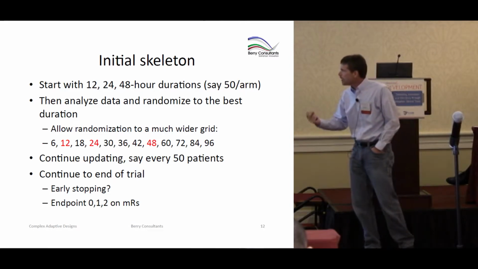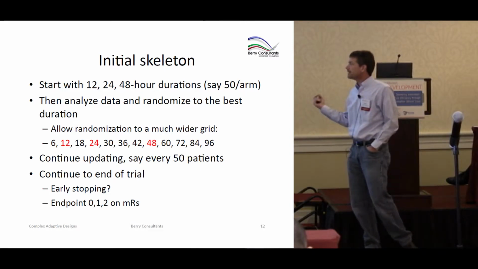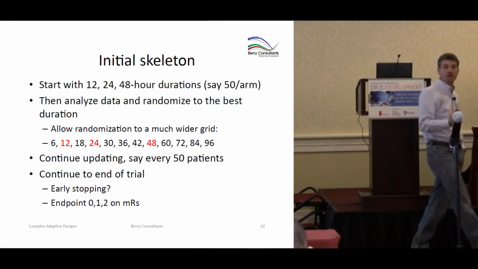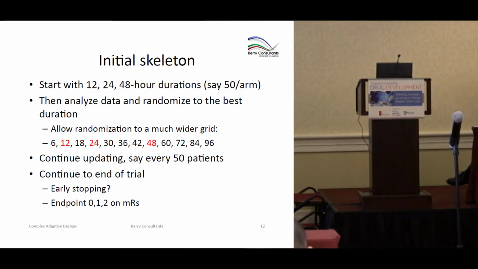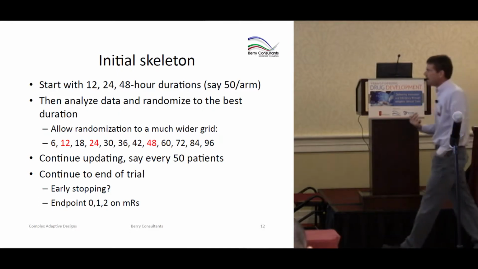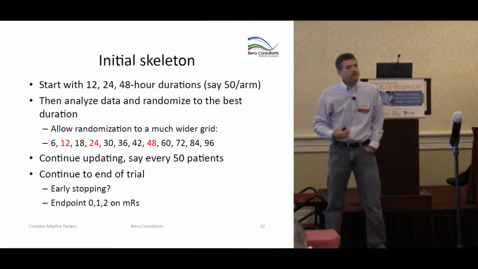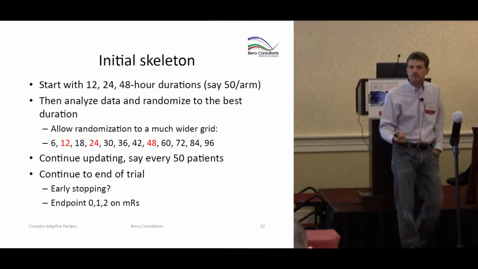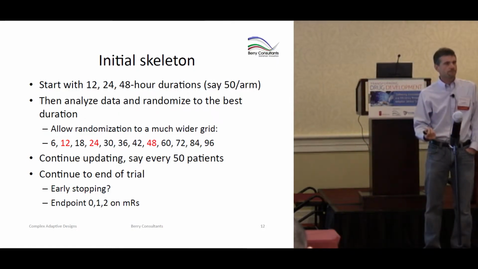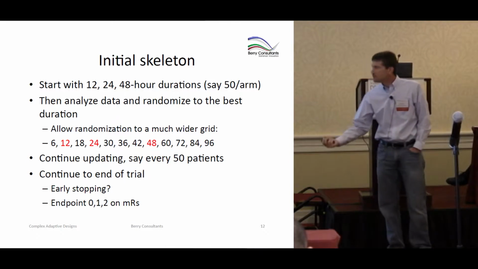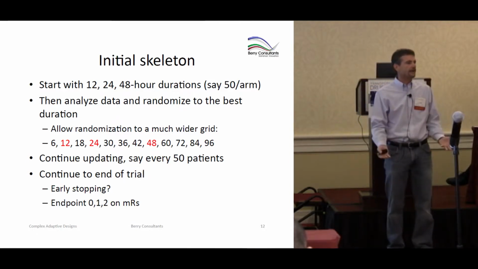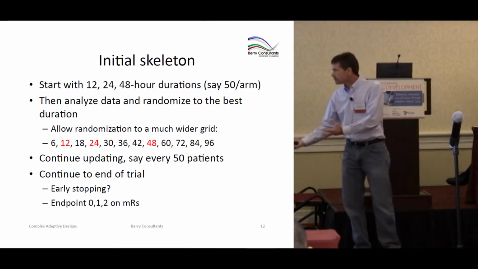And then we're going to say, should we change the allocation? So we're going to allow randomization to the durations from 6 to 96 hours. That's the uncertainty here, and we might need to go bigger, we might need to go smaller. So we're going to allow allocation to vary after the first 150 patients. Then we're going to continue enrolling patients according to our new scheme, analyze the data 50 patients later and say, what have we learned now? How should the trial change?